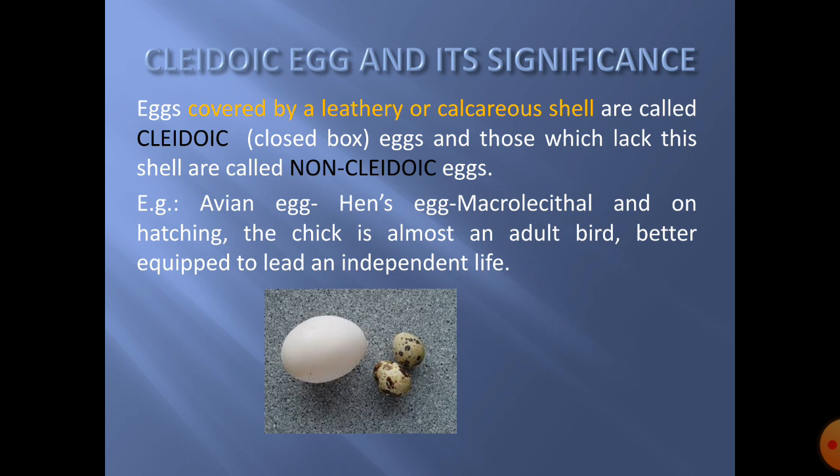I'll tell you a little later why I am mentioning this fact. Please remember, on hatching, the chick is almost an adult bird which is well equipped to lead an independent life. This slide shows the cleidoic eggs, how they look, and you can observe the calcareous shell, the brown color with spots or the white color.